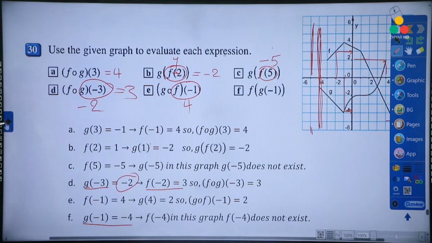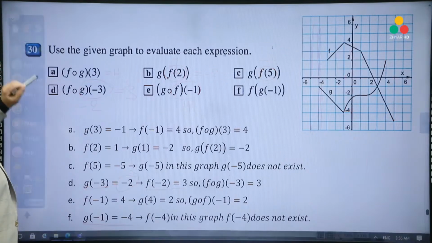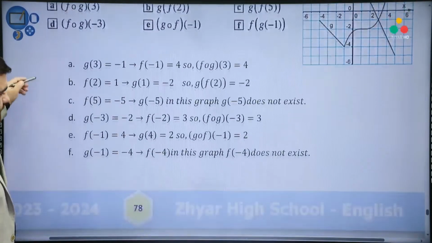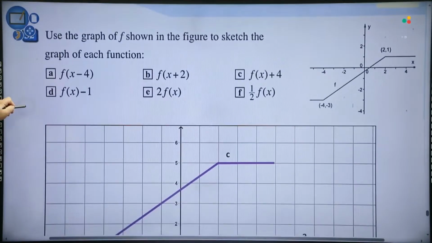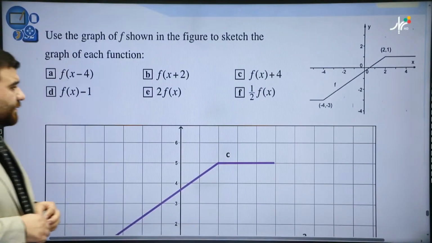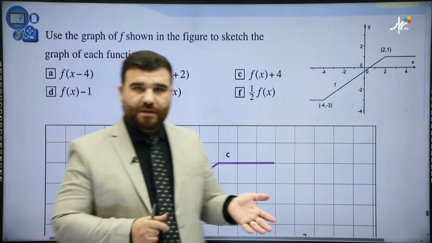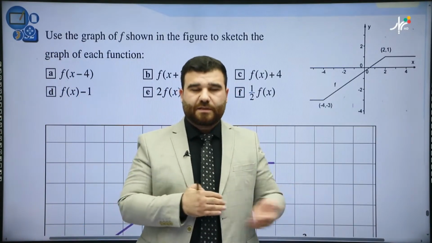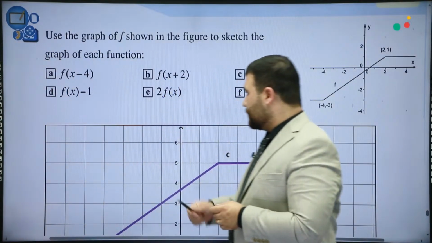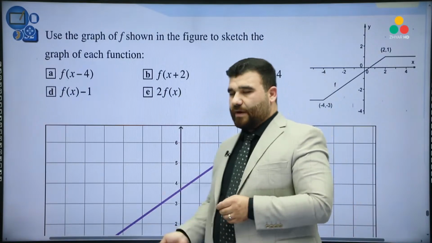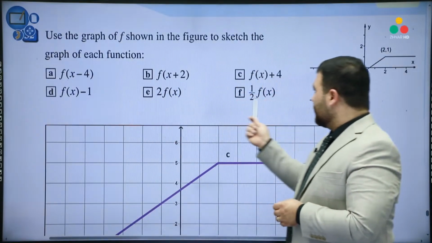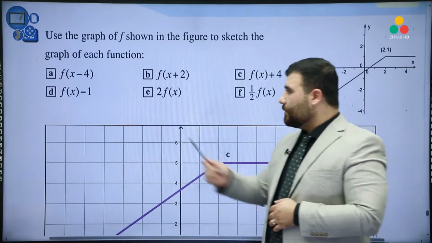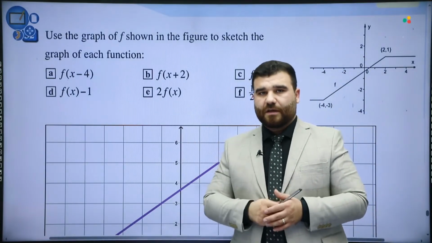Then let's move to the next question. Here, this one is also a good question. Previously we learned about transformations, how plus, minus, from inside the functions affect the graph, how plus minus from outside the function affect the graph, and how multiplication affects the graph.